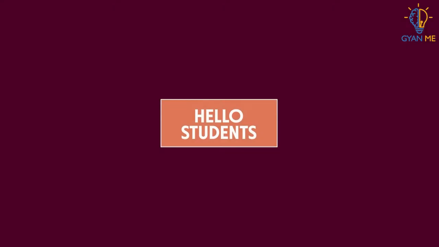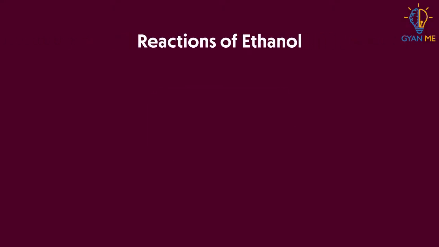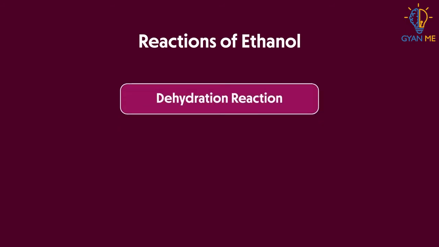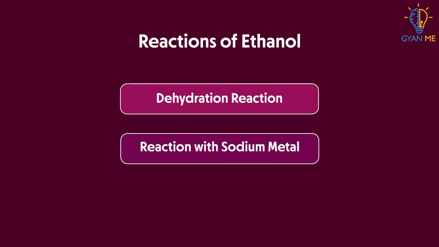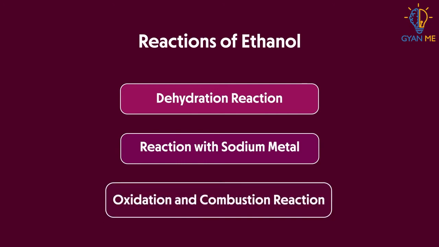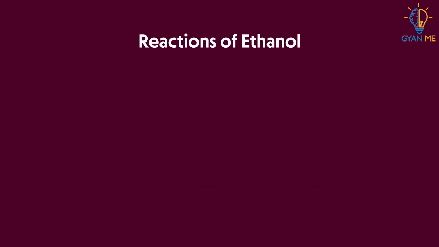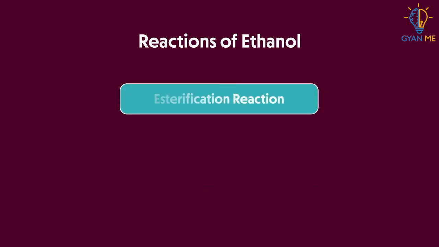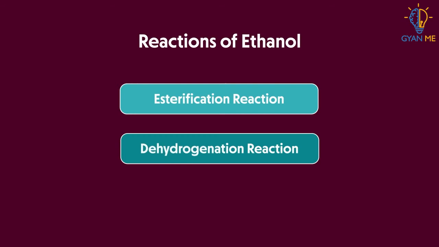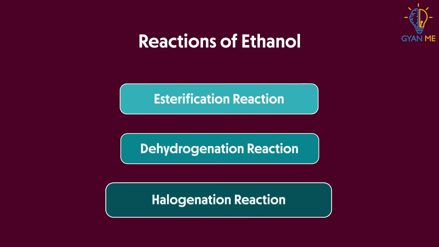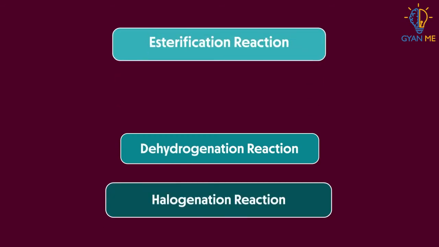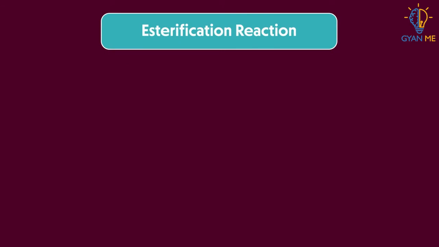Hello students, we have already seen some reactions of ethanol like dehydration reaction, reaction with sodium metal, oxidation and combustion reactions. Now let us continue with the remaining reactions, that is esterification, dehydrogenation and halogenation reactions. Let us first learn about esterification reaction.